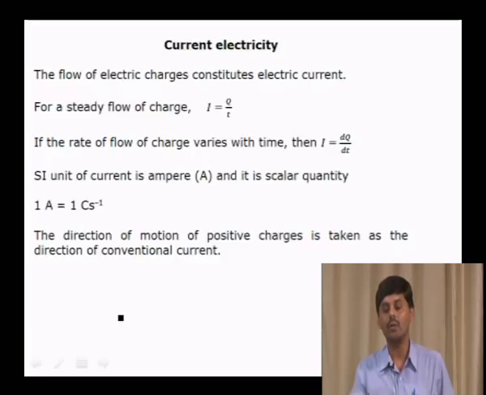How do you define 1 ampere? 1 ampere is equivalent to 1 coulomb per second. How do you take the conventional direction of current? The direction of motion of positive charges is taken as the direction of conventional current.